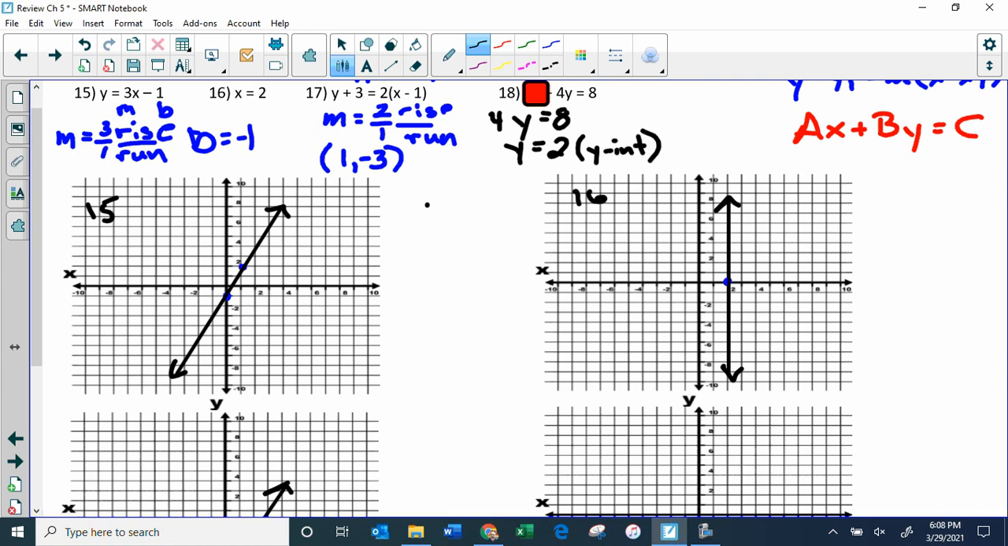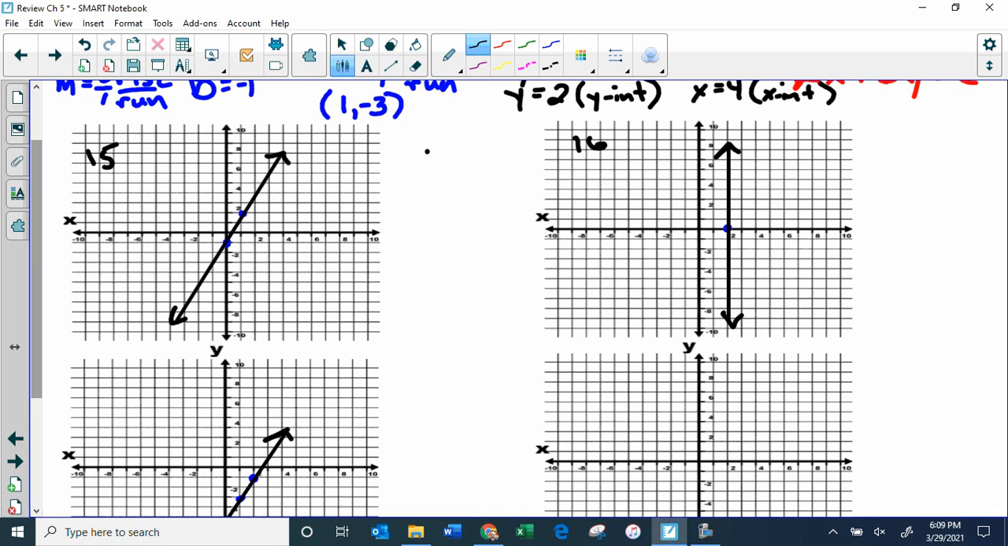Then do the same thing with the y value. So the x-intercept occurs where y is 0. So I cover up the y value and I get 2x equals 8. So solve that, you get x equals 4, and that's the x-intercept. So this line crosses the y-axis at 2 and the x-axis at 4.